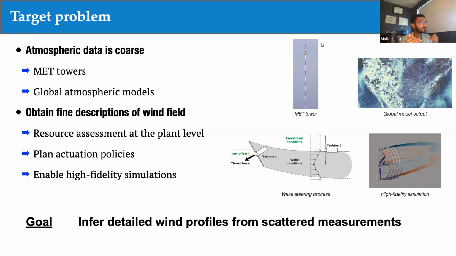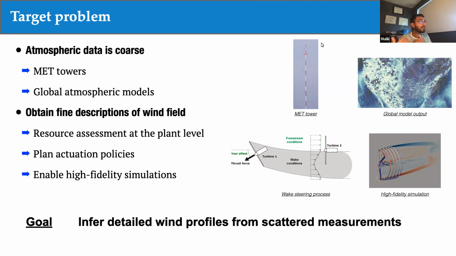If you're on a plant actuation policy, a very popular way of actuating wind turbines is to do wake steering. So you can take an upstream turbine and orient the wind so you steer the wake so that you increase the energy that goes into the downstream turbine. You need to have a good understanding of what is the interaction between two different wind turbines. And again, you need more than kilometer scale resolution.